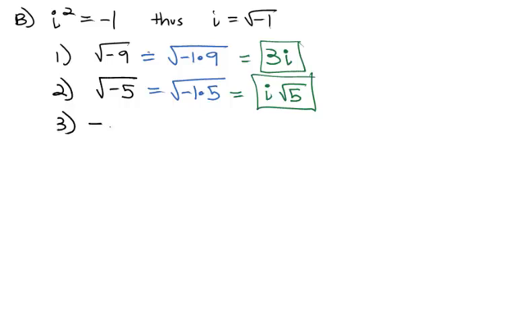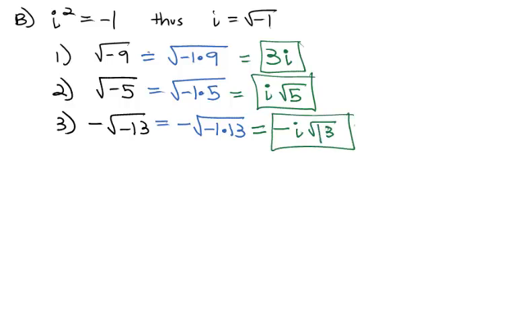We can also do negative the square root of negative 13. Well, we'll take that negative out as a factor of negative 1 times 13. And then we have negative, the square root of negative 1 is i, and the square root of 13 is going to stay behind in the radical.